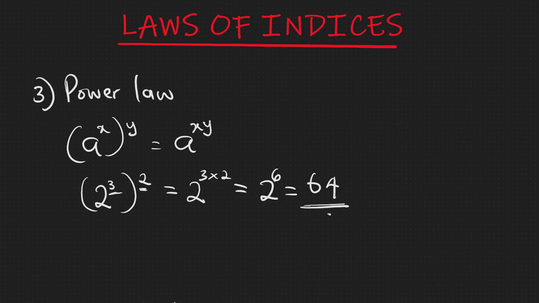So generally, if a number is raised to a power and is raised to another power, then the two powers can simply be multiplied by each other to give you something like this.